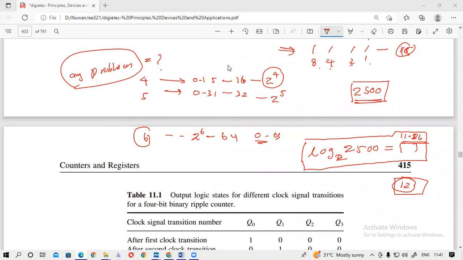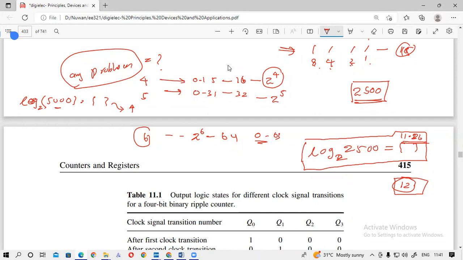So if you are given a question, say that you want to count up to 5000 or something, and you are asked how many flip-flops you need for the counter, what you have to do is find the log base 2 of that value. Then you will get some value, and you should approximate it to the nearest higher round value. So that you can find the number of flip-flops you need to count up to this level.